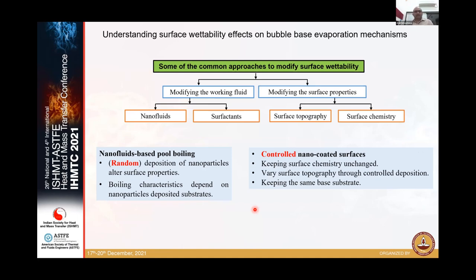Now that we have developed these techniques, we have gone into developing some understanding of the surface wettability effects on bubble based evaporation mechanisms. If we talk about the common approaches to modify surface wettability, people have taken two broad routes. The first is modifying the working fluid; they have made use of nanofluids or surfactants. And the second approach has been modifying the surface properties, that is, either you modify the surface topography or surface chemistry.